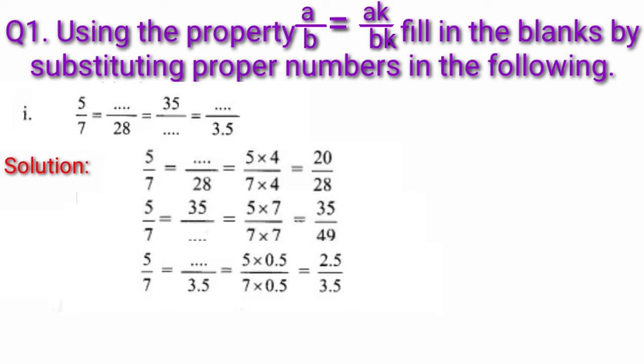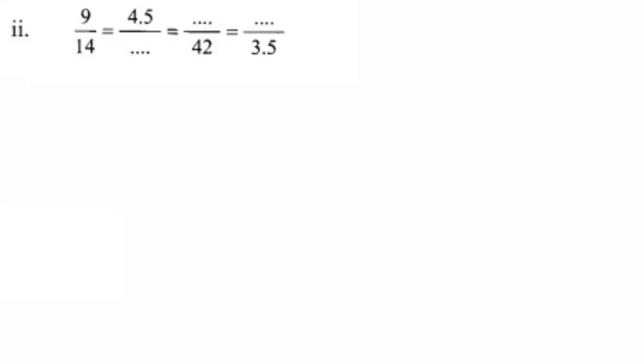Again 5 upon 7 is equal to fill in the blank upon 3.5. So 7 5s are 35. 7 multiplied by 0.5 is 3.5. So in numerator and denominator we will multiply it by 0.5. So 5 multiplied by 0.5 upon 7 multiplied by 0.5 is equal to 2.5 upon 3.5. So therefore 5 upon 7 is equal to 20 upon 28 is equal to 35 upon 49 is equal to 2.5 upon 3.5.